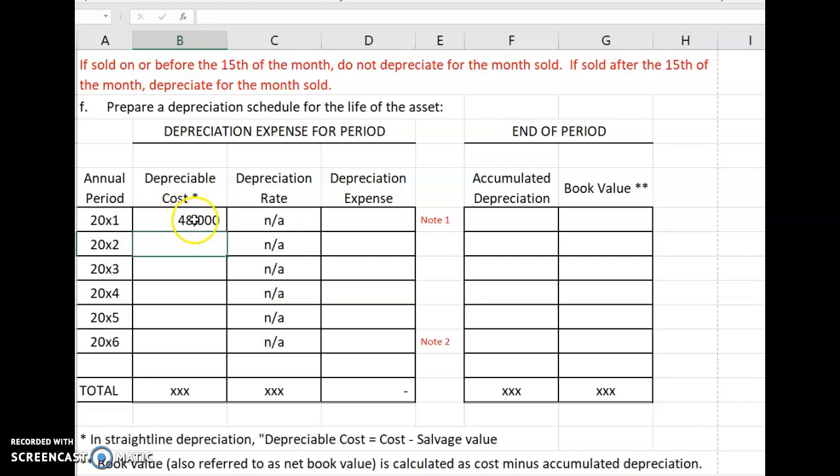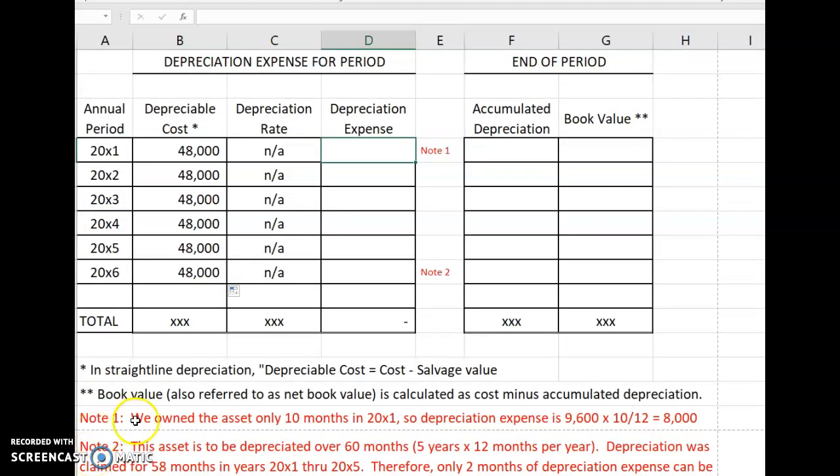So we'll put that in here. And under straight line depreciation, that depreciable cost does not change. It stays the same all the way through the life of the asset. So I'm just going to copy this down. The expense in depreciation is cost minus salvage value, or depreciable cost divided by life. In 20X1, we only own the asset for 10 months. Therefore, as calculated above, depreciation expense for X1 is only $8,000.